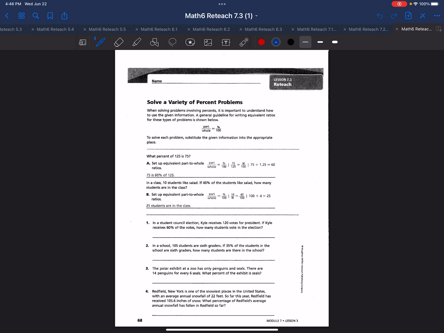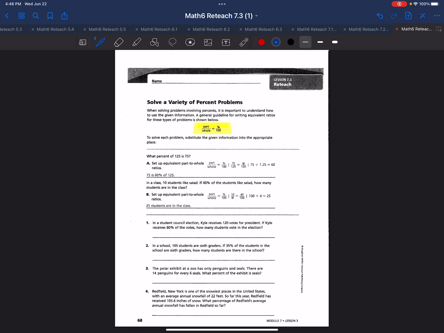When solving problems involving percent, it's important to understand how to use the given information. A general guideline of writing equivalent ratios for these types of problems is shown below. So I would go ahead and write this down, and we want to memorize this proportion. It's called the percent proportion. To solve each problem, substitute the given information into the appropriate place.